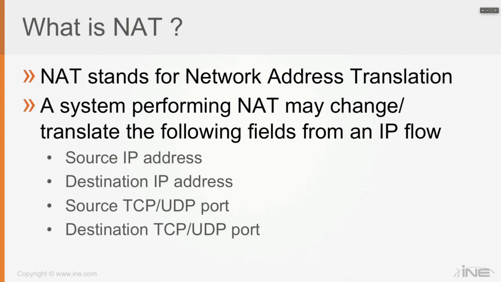Given that a system performing NAT, which can of course be a router, a switch, a firewall, whatever layer 2 device has NAT capabilities, that system may change or translate the following fields from an IP flow, depending on the NAT configuration. Based on your NAT configuration, that NAT device may choose to change or translate the source IP address, the destination IP address, the source TCP/UDP port, or the destination TCP/UDP port. So either of them or all of them at the same time.